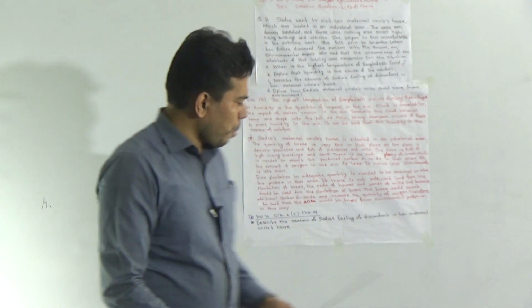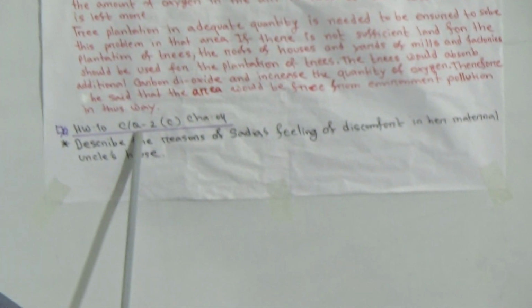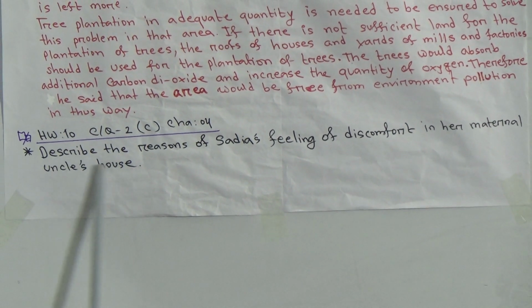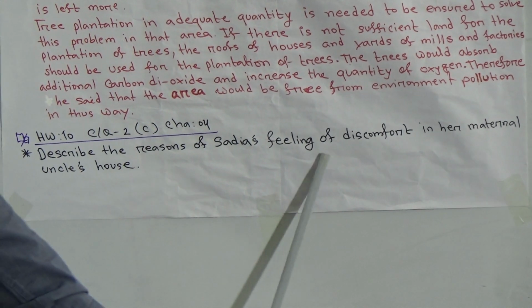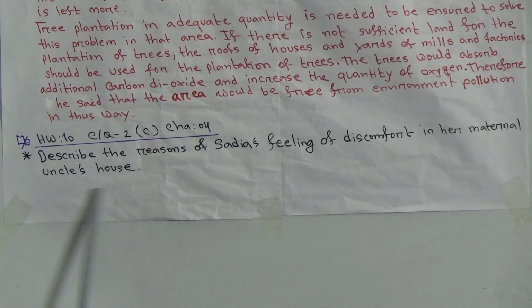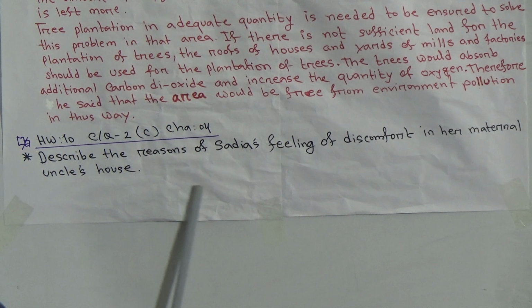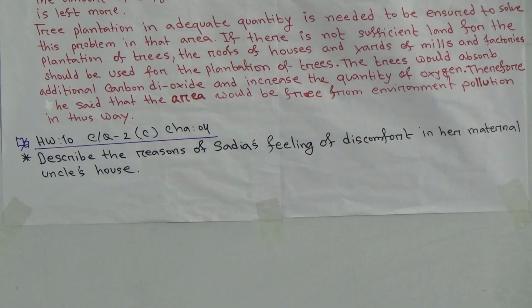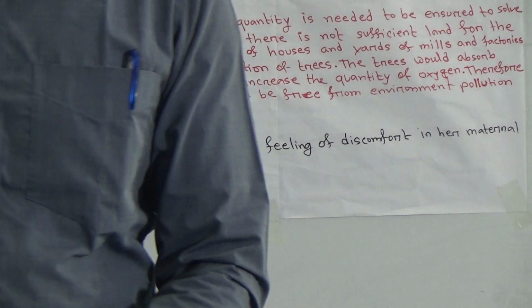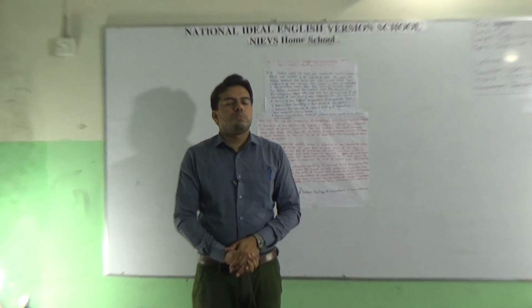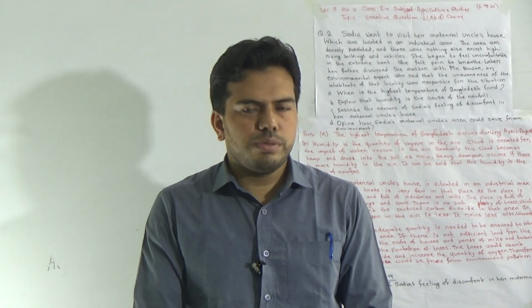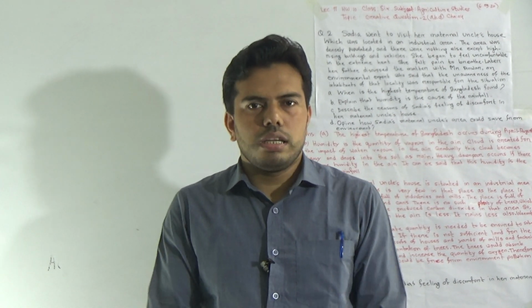So now take your homework. Question CQ number 2 and sub number C. C number is your homework. Describe the reason of Sadia's feeling of discomfort in her maternal uncle's house. Now you can go to your textbook and there is an exercise. In exercise CQ number 2, C number is your homework. So submit this homework coming Sunday and collect the previous ones also. A guardian or anyone else can come to submit or collect the homework.